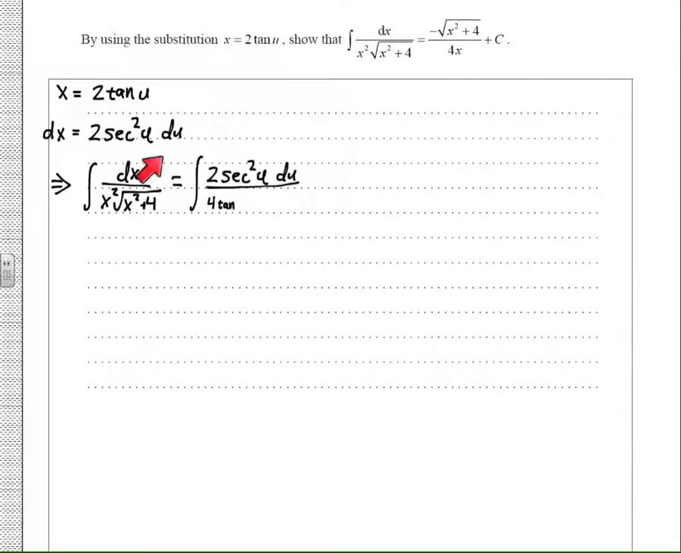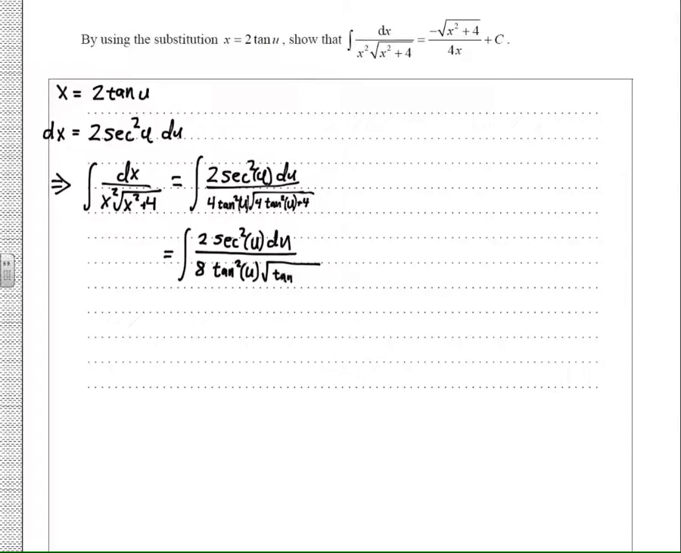And x squared became 2 tangent of u squared, which is 4 tangent squared of u, and then 4 tangent squared of u again, plus 4. So we've got du now instead of dx, and all the x's have been replaced with their equivalent values that I established according to the given.